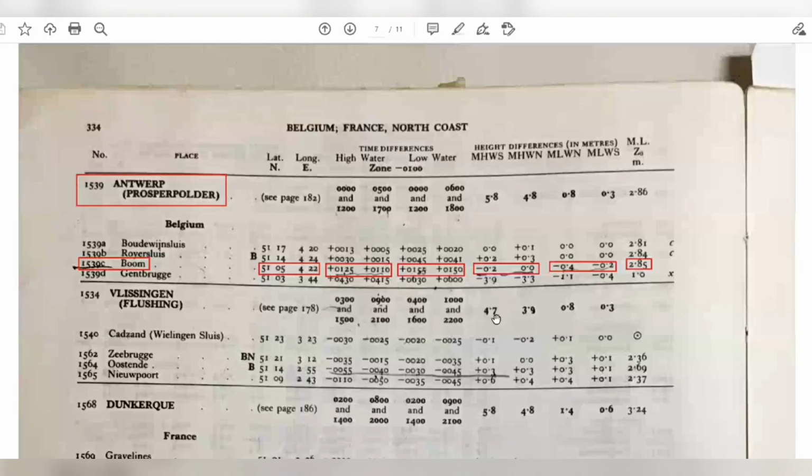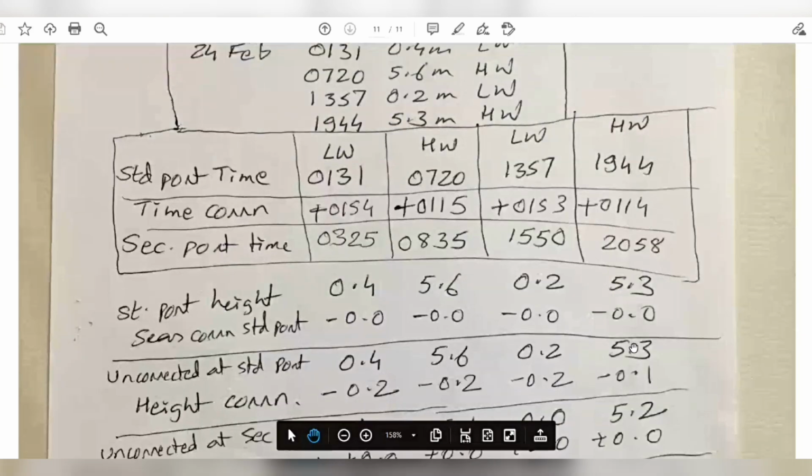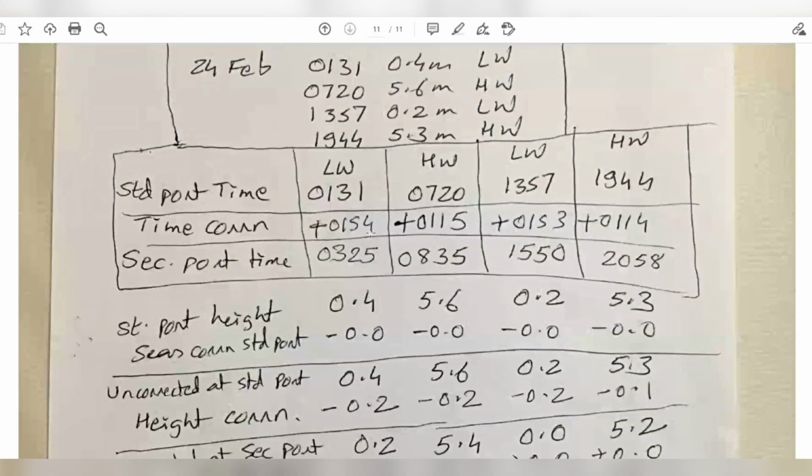So I'll go back to the table and you can see for yourself. See, you should be getting these corrections now. 1 hour 54, 1 hour 15, 1 hour 53, 1 hour 14. See if you all are getting this, and then you have got the time at secondary port for low water and high water. Okay, so we'll take a 5 minutes break and then continue.